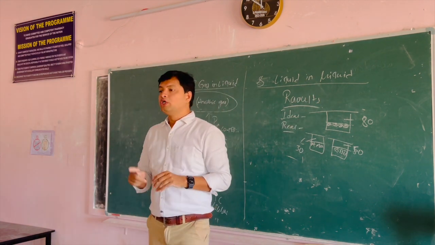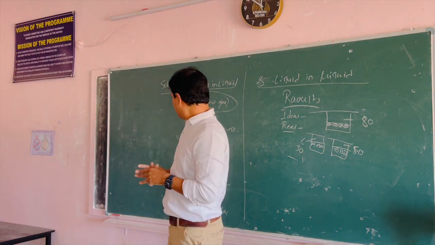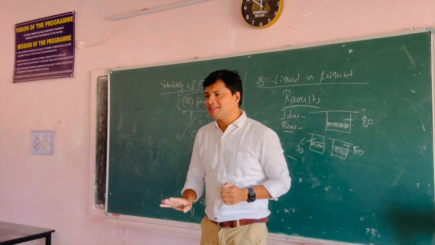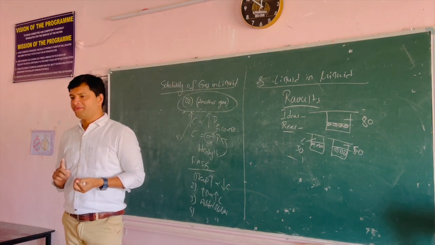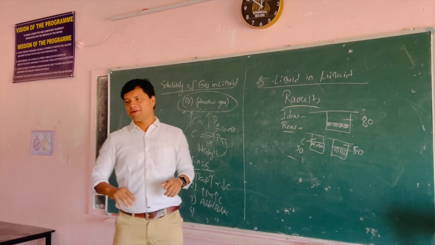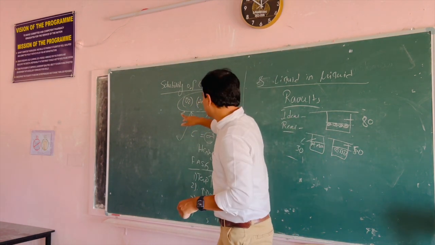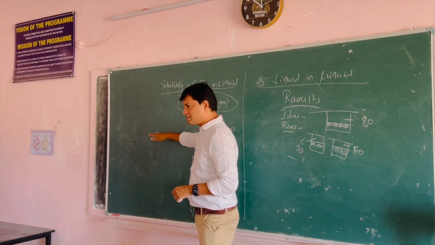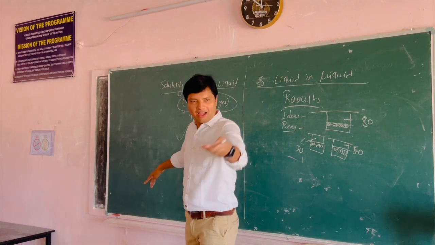Now you tell me one thing. Your B section is very clear. What is the common thing between Henry's law, Dalton's law, and Raoult's law? Good, pressure. Partial pressure. Very good. You know what they said? Henry's law, Dalton's law, and Raoult's law. Law. They said law.